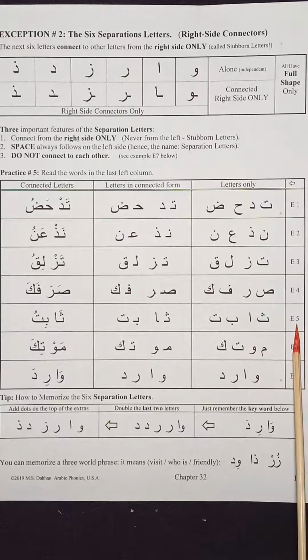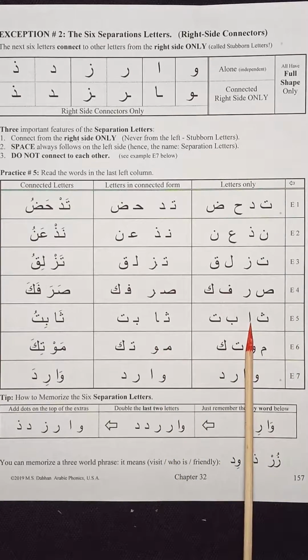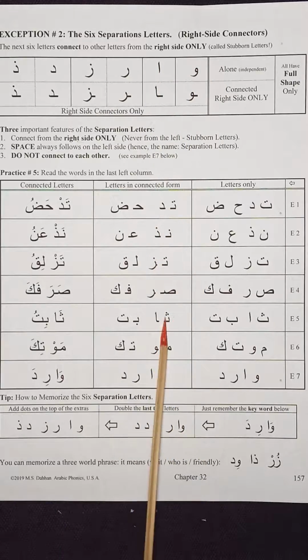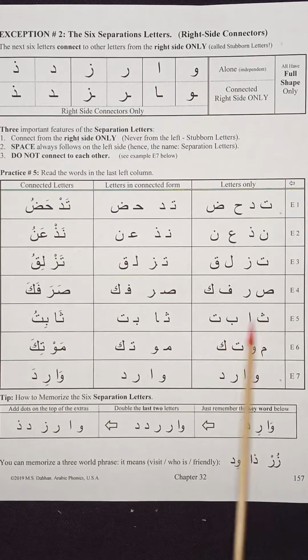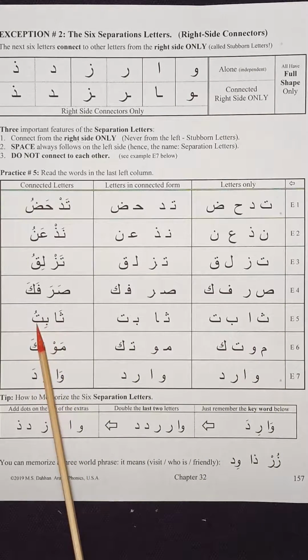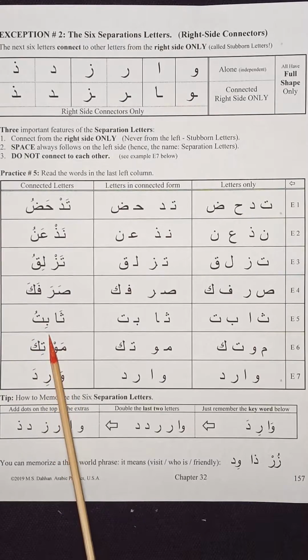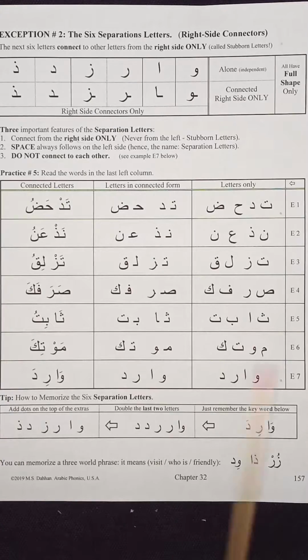All right. 5. We have this letter here, one of the separation letters. Connect only from the right side and have only this shape. All the other ones have a half shape here, and then we glue them together and throw in the vowels. Tha, bi, 2, 3 syllables.